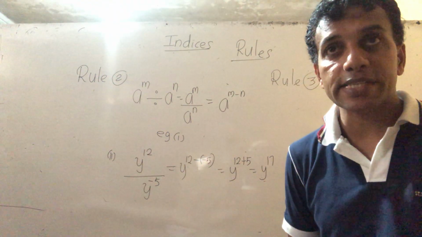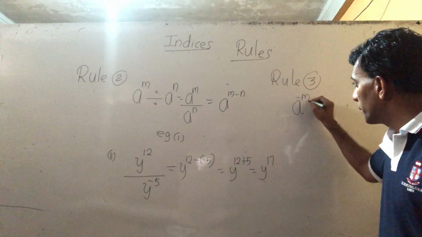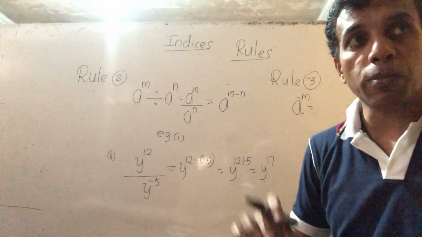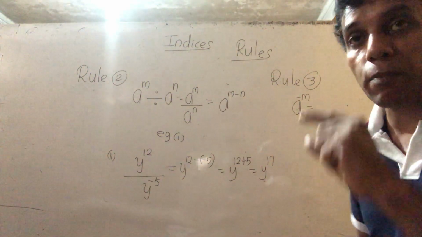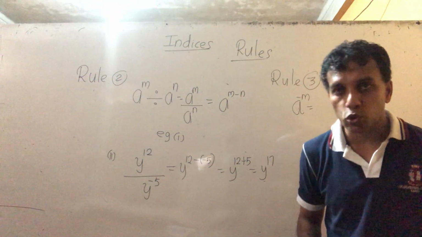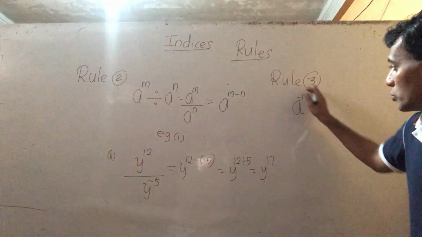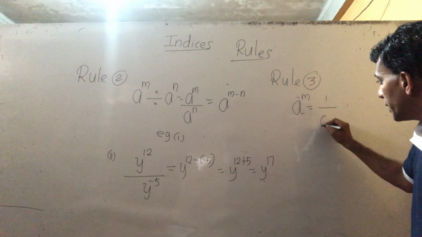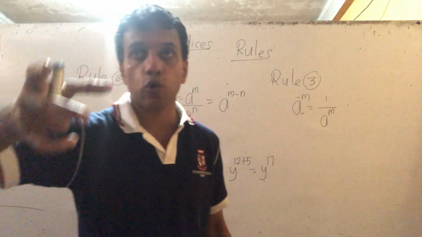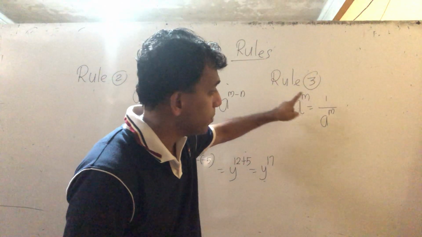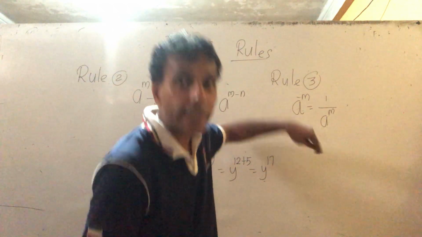Third rule of indices is like this: a to the power minus m. There's a minus power, and in mathematics we won't write the minus power. If it comes, how do we remove the minus? That's what we are studying in this rule. That is 1 over a to the power m. If a minus comes, it's a reciprocal. If it comes minus up, it goes right below here, no minus, reciprocal. If it comes minus below, it goes right up.